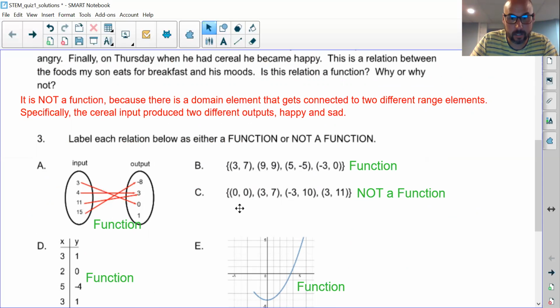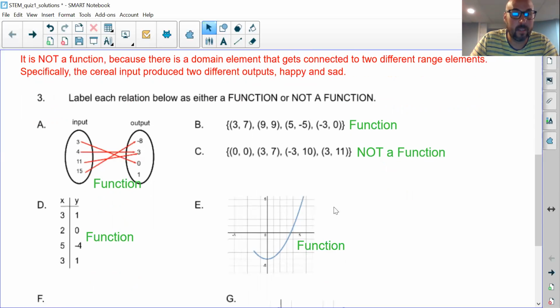C is not a function because of 3. When x is 3, it goes to 7, but wait, it goes to 11. So which one is it? Does it go to 7 or does it go to 11? Since it goes to two or more different range values, it is not a function. D is a function. Look at 3. 3 is your only real threat. 3 gets mapped to 1. Here 3 is mentioned again, but it still goes to 1. It doesn't go to a different y value. It goes to the same one, so it's still a function.